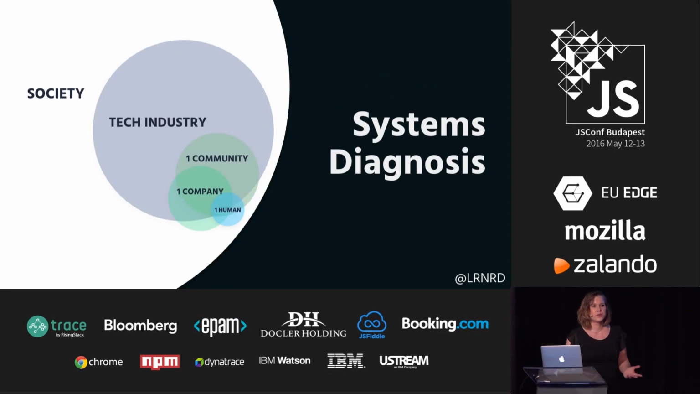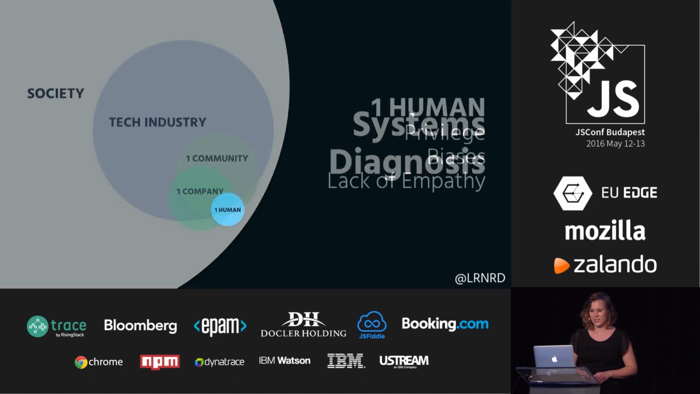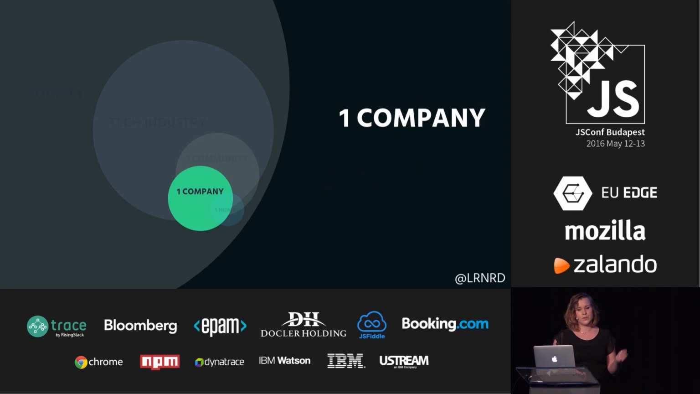Now let's use this knowledge to run a systems diagnosis of the tech industry and its parts. The smallest entity in this system is one human, and we've talked about ourselves already, about our privileges, biases, and lack of empathy. Next up, we have companies. Conway's law says that systems which are designed in organizations are copies of the communication structures in these organizations. This means that our company structures will directly influence the software we build, whether we're aware of it or not. So what do the structures in our organizations look like?